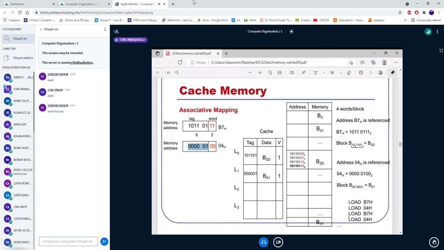If after that the CPU is accessing B7, it is already in the cache. This is here. So, no need to take it again from the main memory. Also, then it accesses block address 04. It is already in the cache. So that will increase the hit ratio, because after the first time they are accessed, they are put in the cache, and then the next time the same addresses are accessed, they are already in the cache. So that will increase the performance of the system.